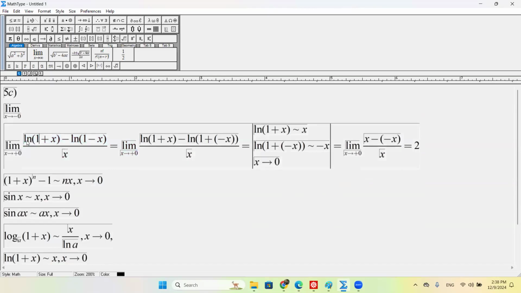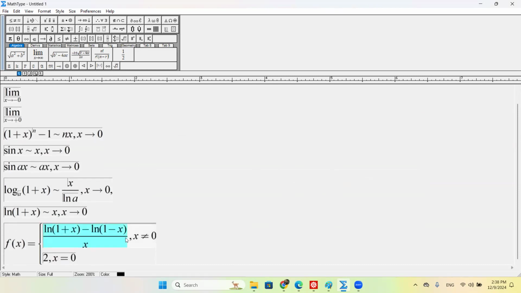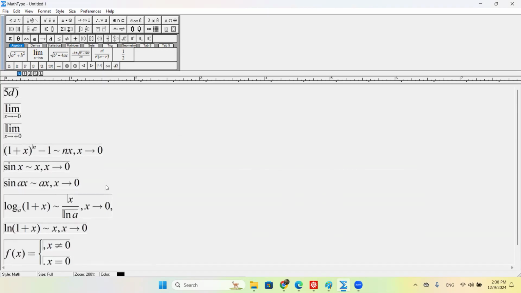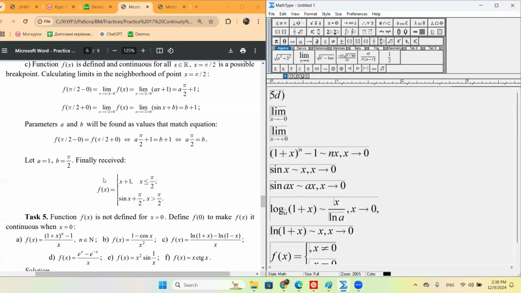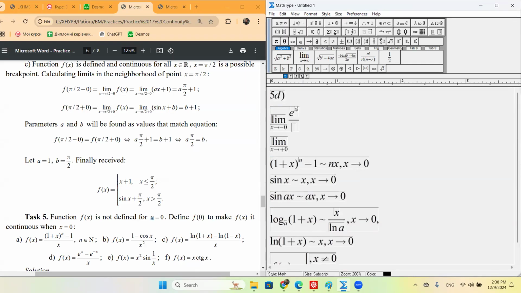So 5C is done, so 5D. Cleaning this and this. So this case that we have: e in power of x minus e in power of minus x, divided by x.